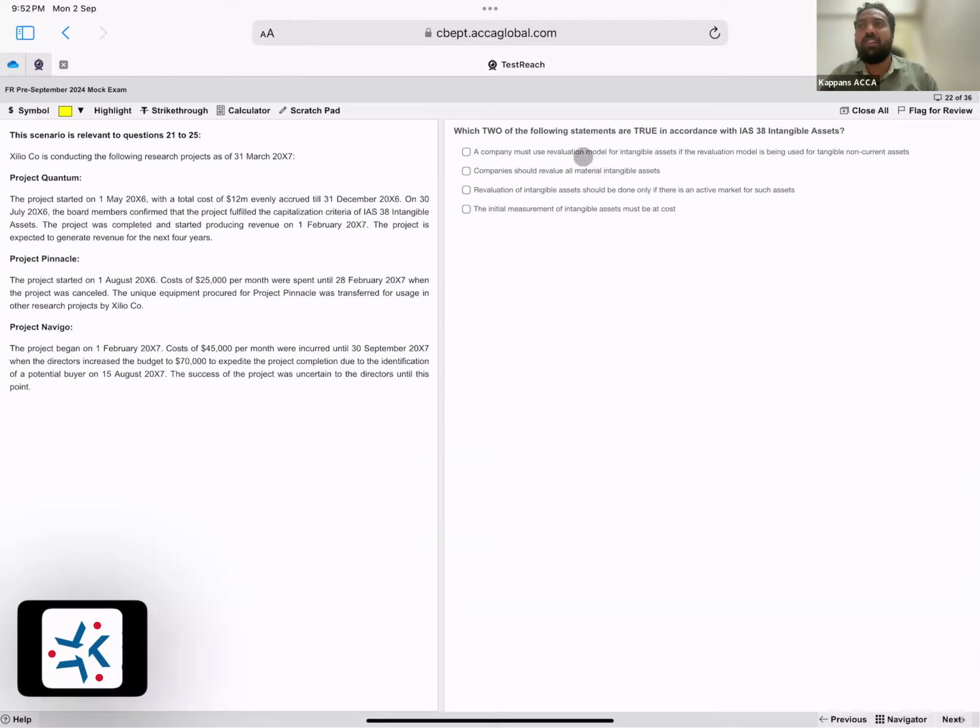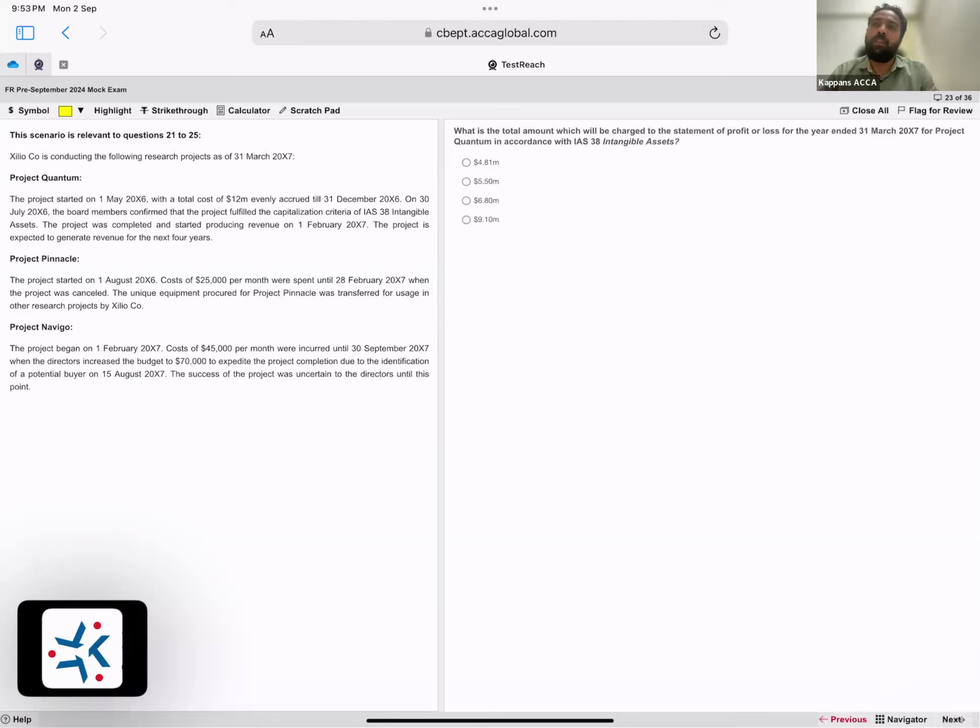So we got the answer. If A and B is not the answer, then definitely C and D will be the answer. But let's read it to make sure it's correct. Revaluation of intangible assets should be done only if there is an active market for such asset. That is true. Initial measurement of intangible asset must be at cost. That is also true. So C and D is the answer.